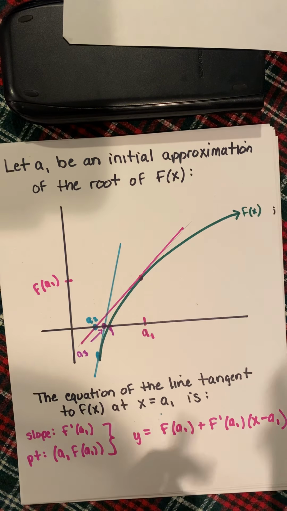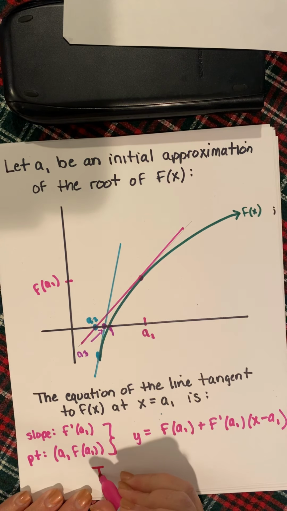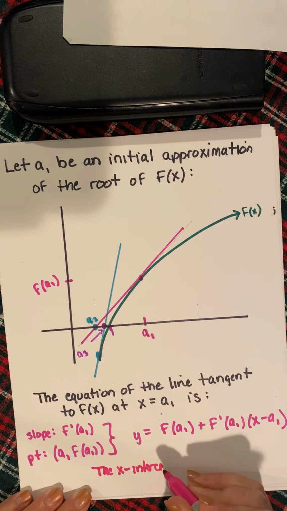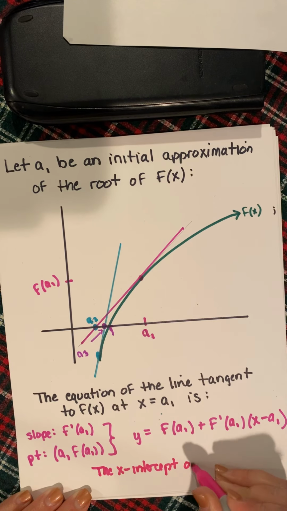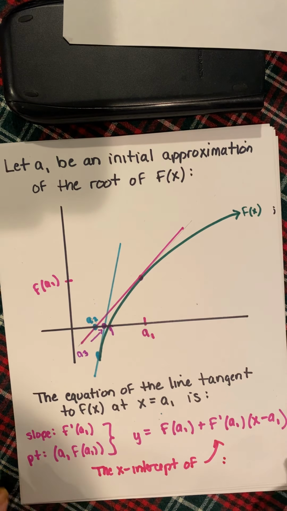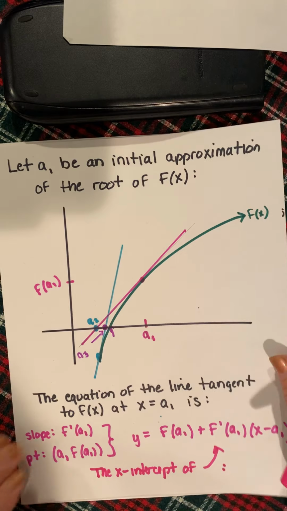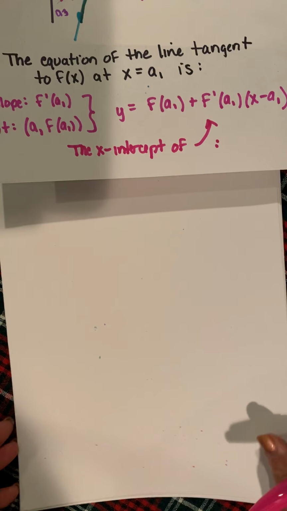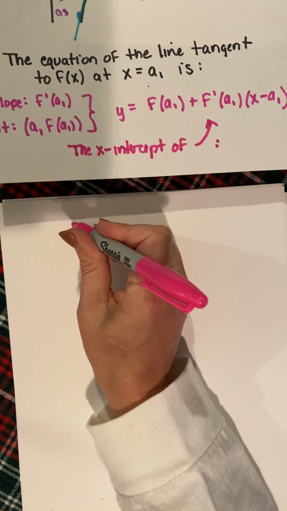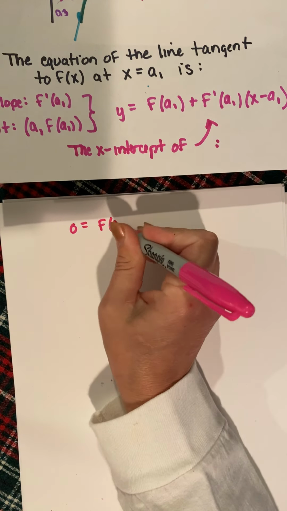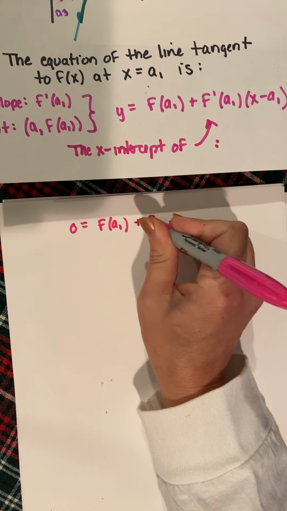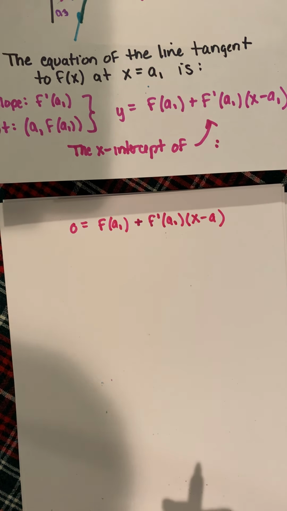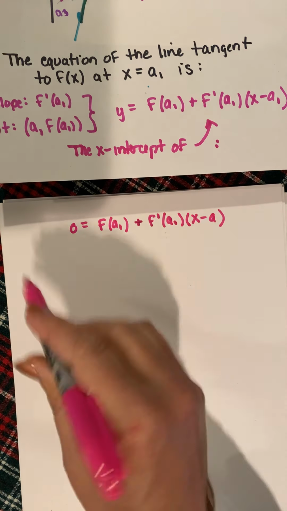So what we have to do is find the x-intercept of this first line. To find the x-intercept of this first tangent line, the x-intercept is when the output is 0. So we're going to set that equal to 0. We get 0 equals f of a1 plus f prime of a1 times x minus a1. And I'm going to solve for x, so I'm going to subtract a1.